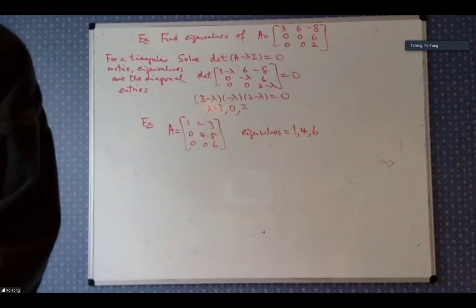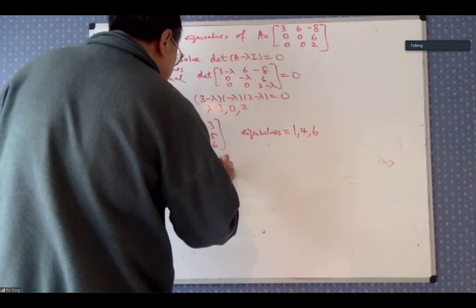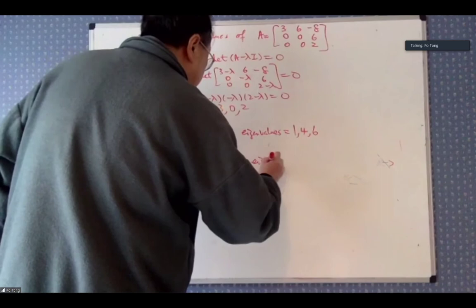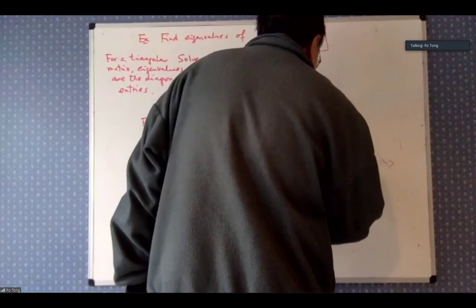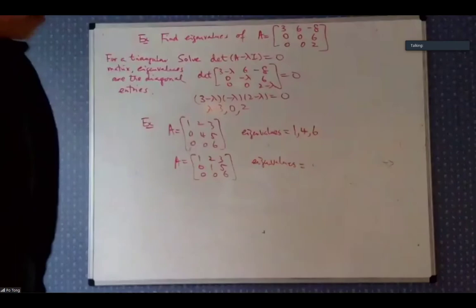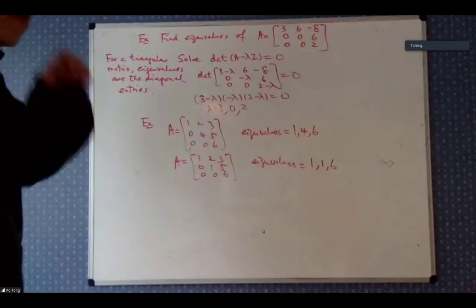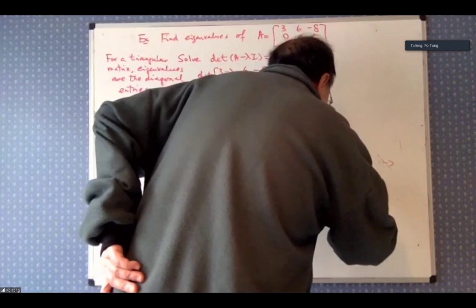Is it okay? So how about this? Eigenvalues are going to be, what is this eigenvalue? It's 1, 1, and 6. It's 1 and 6, right? Do you have to write the 1 twice or not? Yes, there are 2 ways to write it. One is to write it as 1, 1, 6. The other way is to write it as 1 with algebraic multiplicity 2.